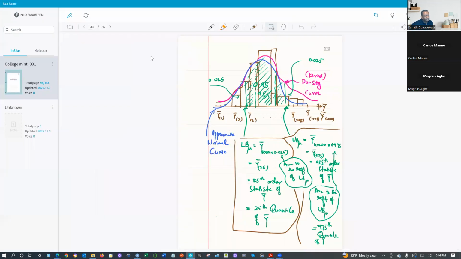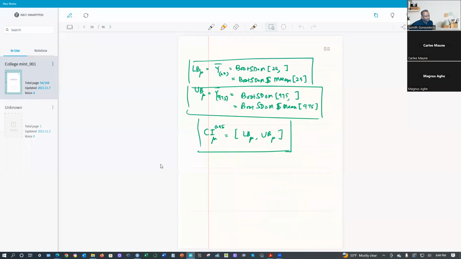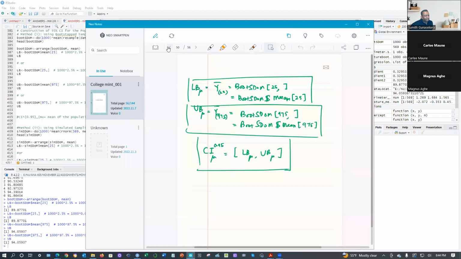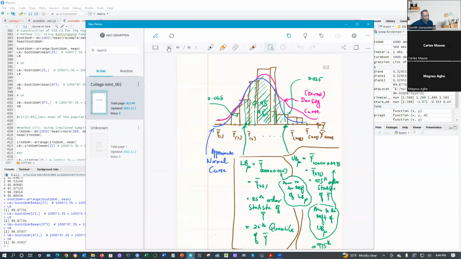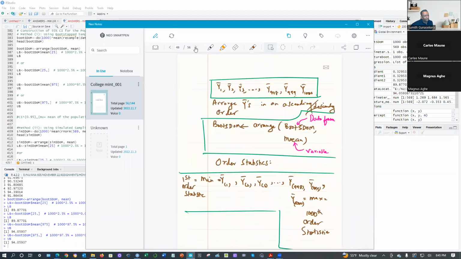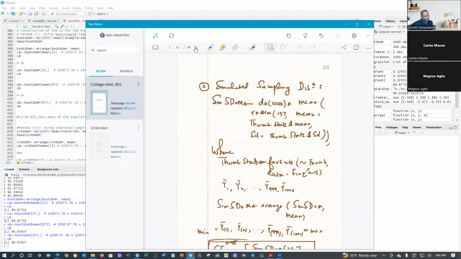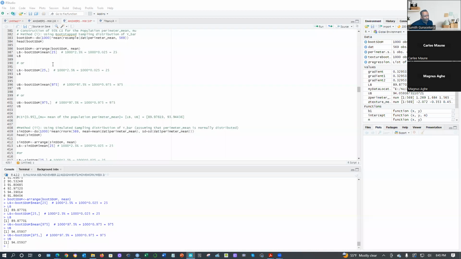Next page. You got this way, this way, this way. Lower bound, upper bound. Lower bound is 89 something. Upper bound is 90 something. Your observed value is going to be in between. Your observed value would be somewhere in the middle of that interval. Okay, so that's one method.